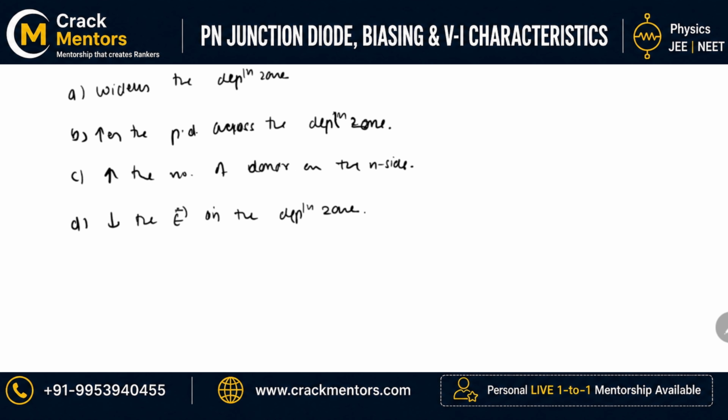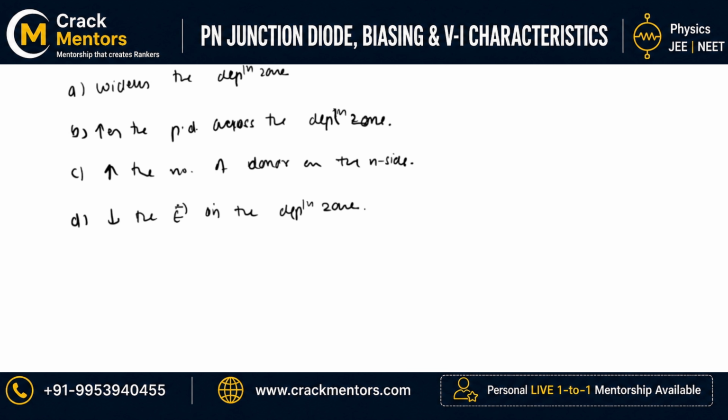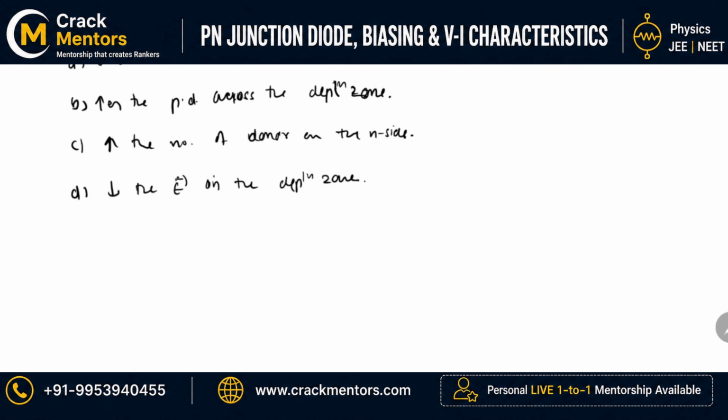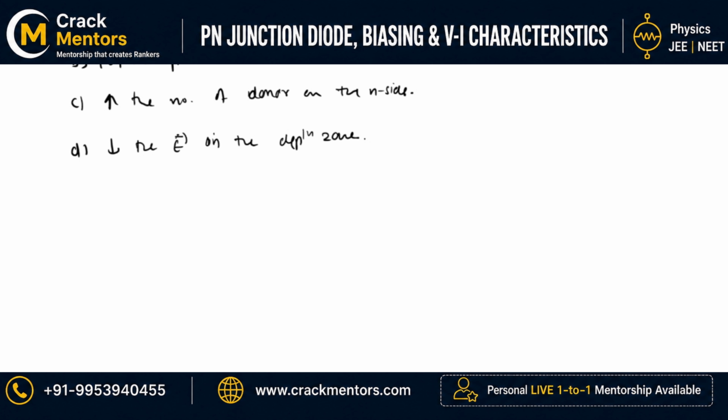If I look at it carefully, the application of forward bias to a PN junction: it widens the depletion zone? In forward bias it gets thinner, not widened. Option 1 is wrong. Increases the potential difference across the depletion zone? No. Potential difference is decreased, due to which electric field is decreased and overall my semiconductor is functioning properly. It increases the number of donor on the n side?